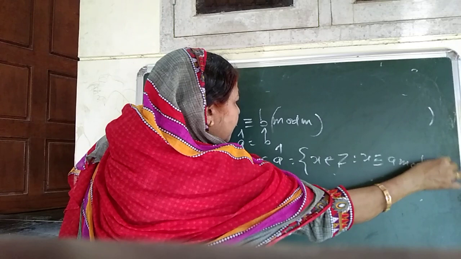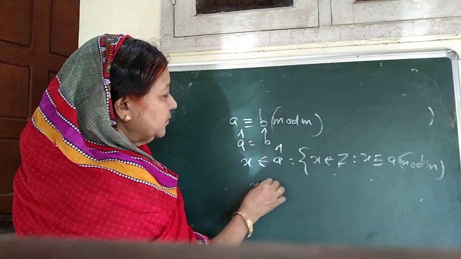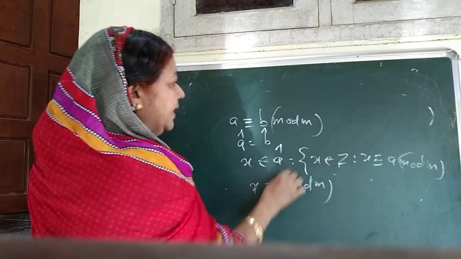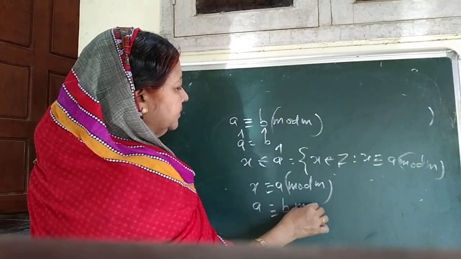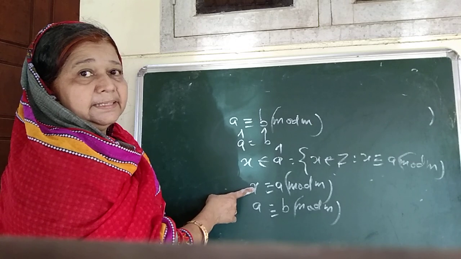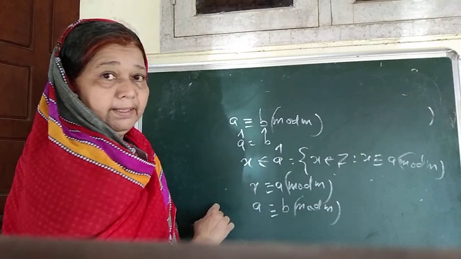x minus a is a multiple of m. So x is congruent to a mod m and a is congruent to b mod m, we get by the transitive property x is congruent to b mod m.